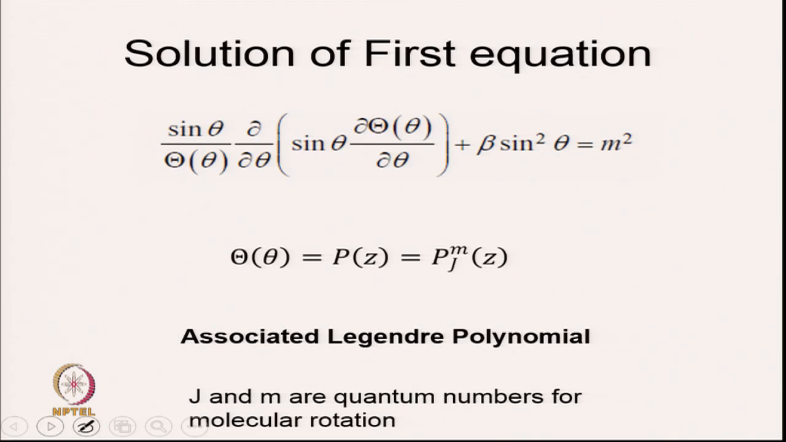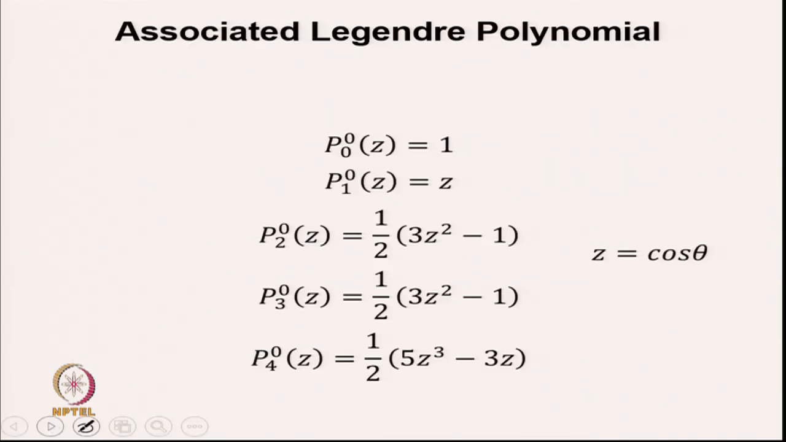So, what these 3 solutions tell us is that we can get the wave function, your theta will be p z, and this z will depend on your j and m quantum numbers, and this is known as the associated Legendre polynomial, which will be different for different values of j and m. The solution we got is, if j is equal to 0, m is equal to 0, we get 1. If j is equal to 1 and m is equal to 0, then you will get z.